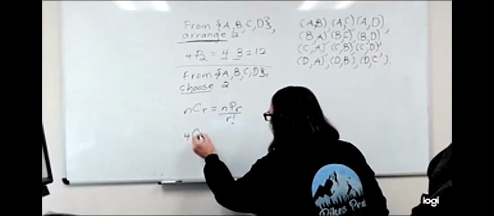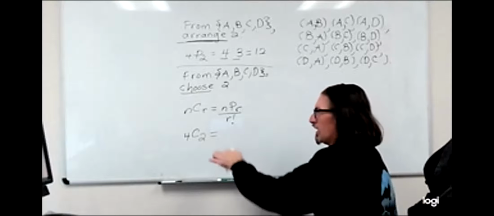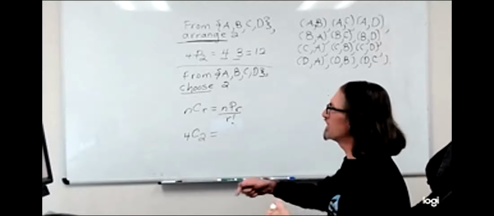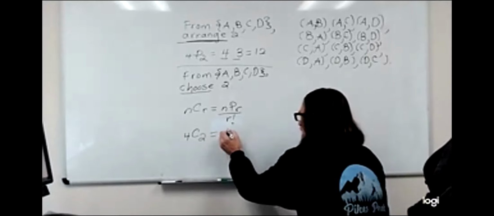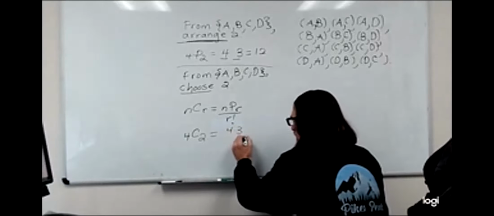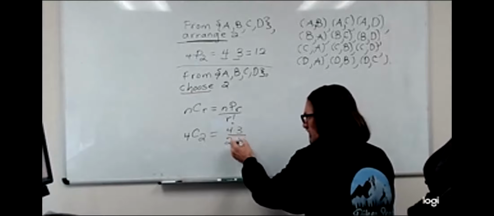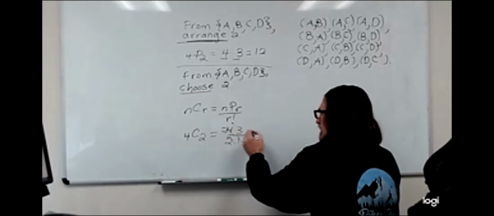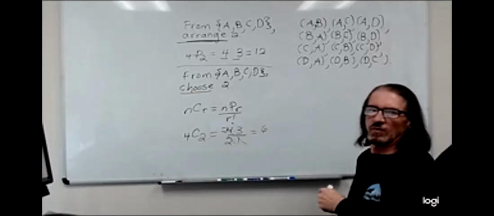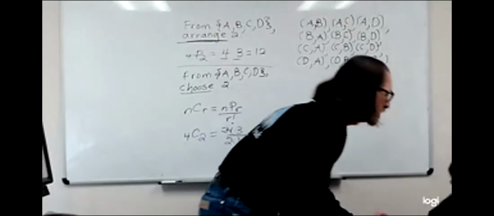for 4C2, when there are 4 things available and you want to pick 2 without arrangement, how many combinations are there? We have 4 times 3 over 2 factorial, so 2 times 1. Do some reducing there. 2 times 3 is 6. Well, try to back that up.